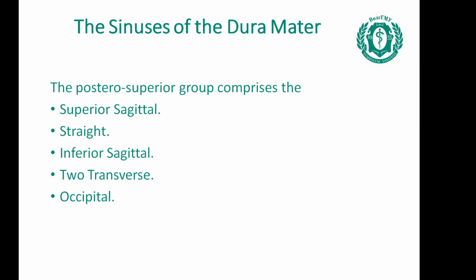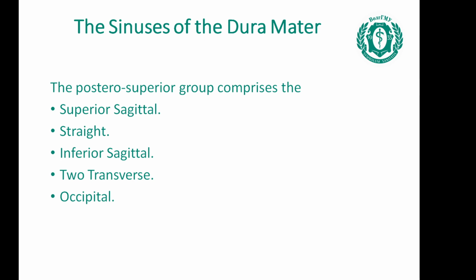The posterior superior group comprises the following sinuses: superior sagittal, straight, inferior sagittal, two transverse, and occipital.